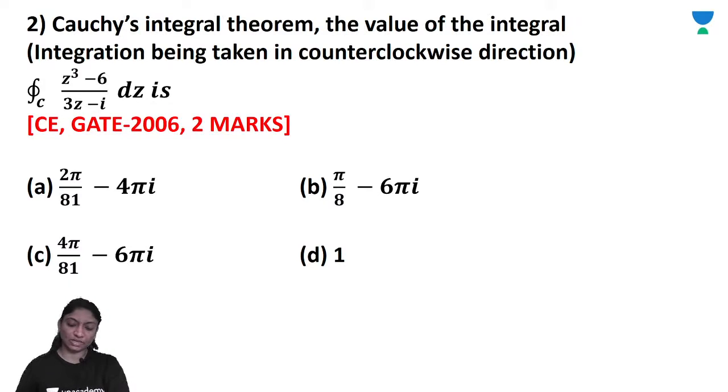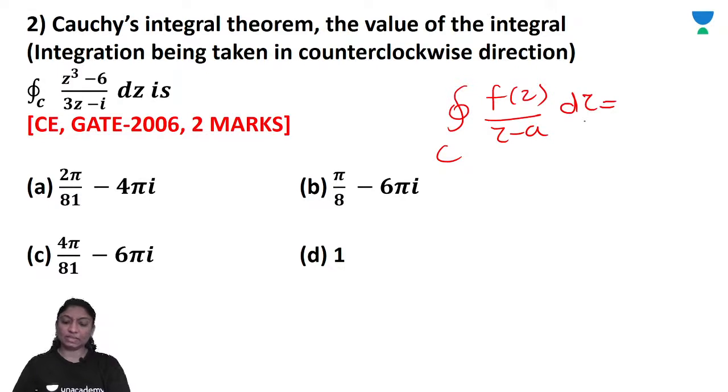So we get Cauchy's integral formula: the integral of f(z) upon (z minus a) dz is equal to 2πi into f(a). This is your Cauchy's integral formula. First of all we check whether z is equal to a lies inside the curve C or not. This is applicable only when it lies inside the curve C. So we can write f of a.